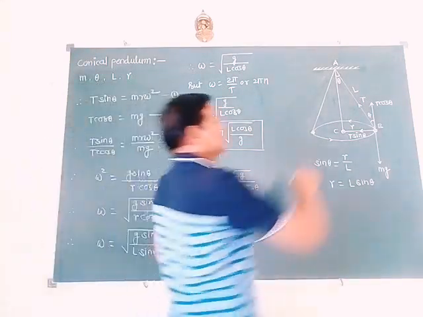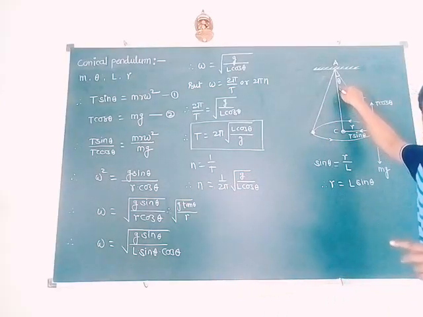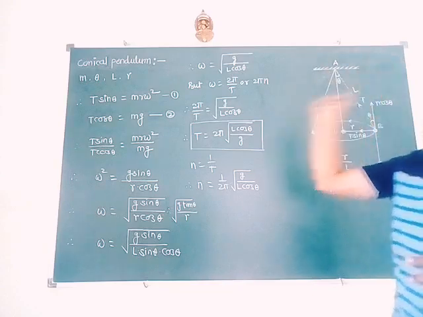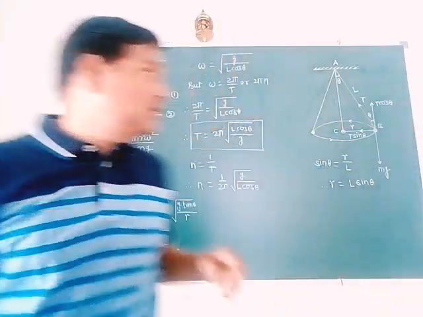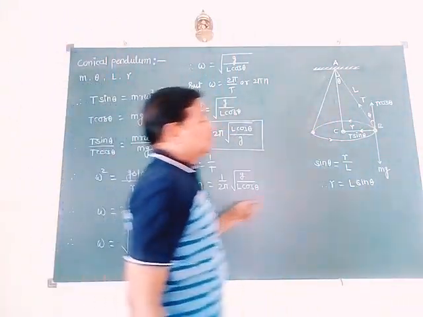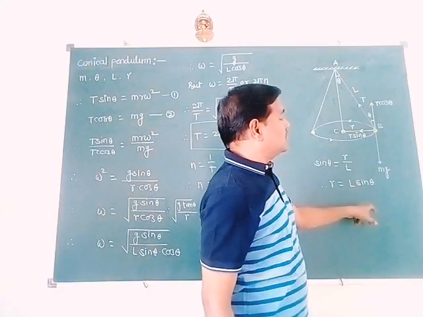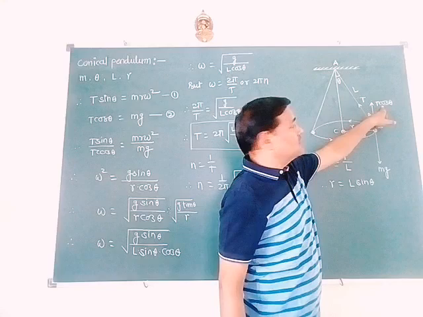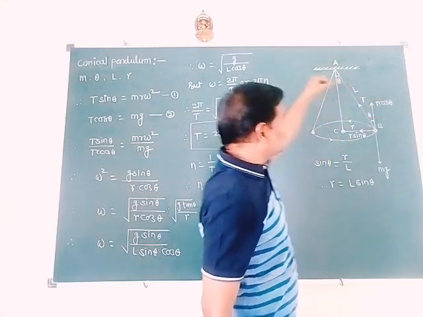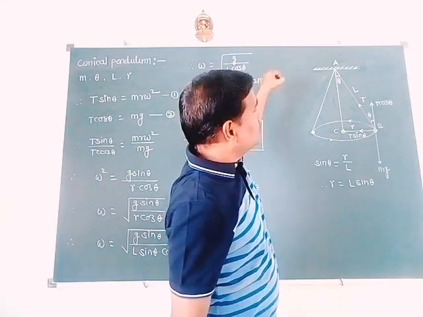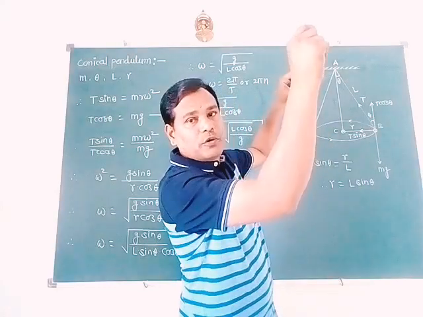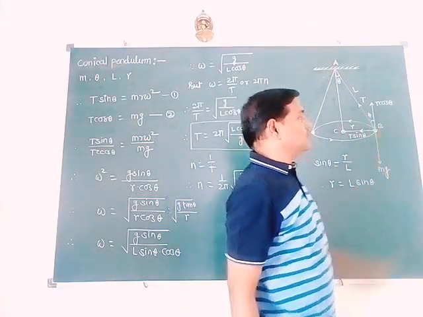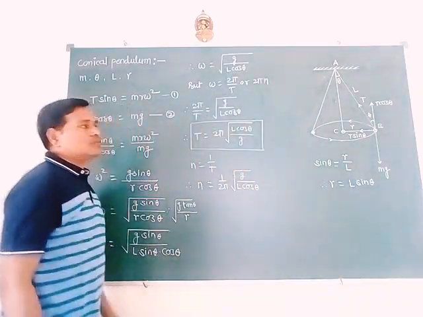If we go on increasing the angle, at one stage the string becomes horizontal, so it performs horizontal circular motion. In such a case mg is acting vertically downward, but there will be no component of tension. The tension will be just towards the support, towards the center of the circle, so you cannot resolve the tension. These things we must remember here.